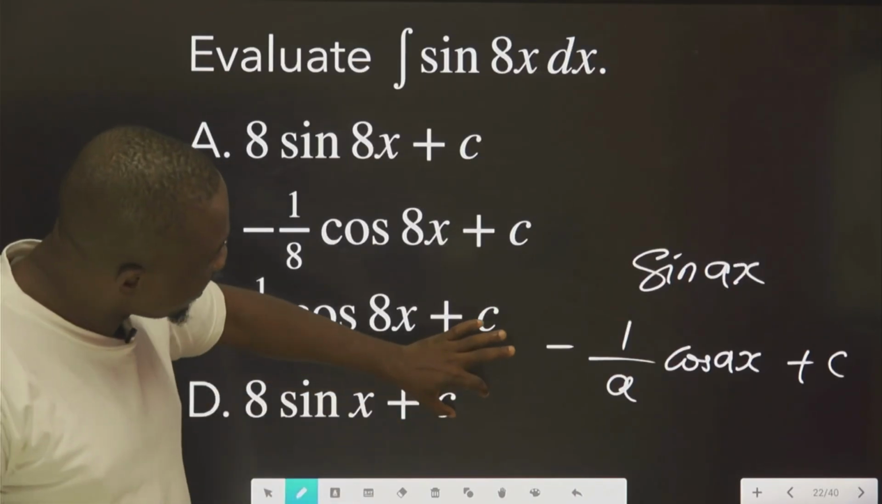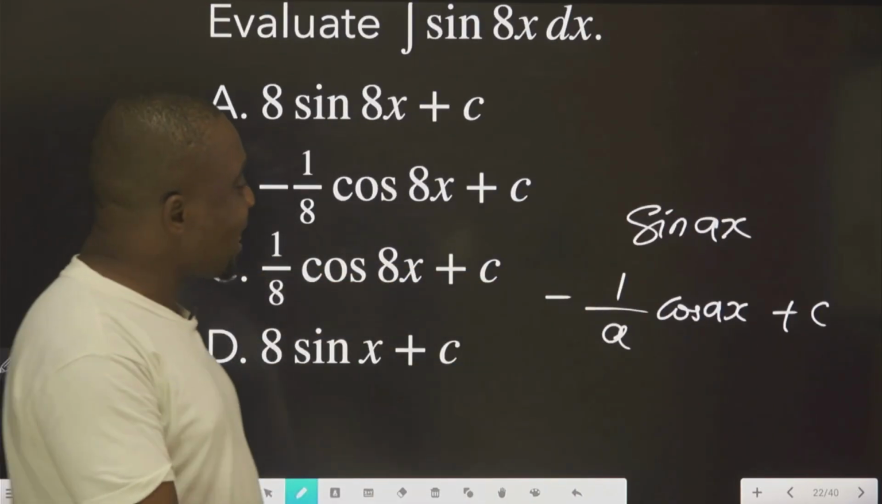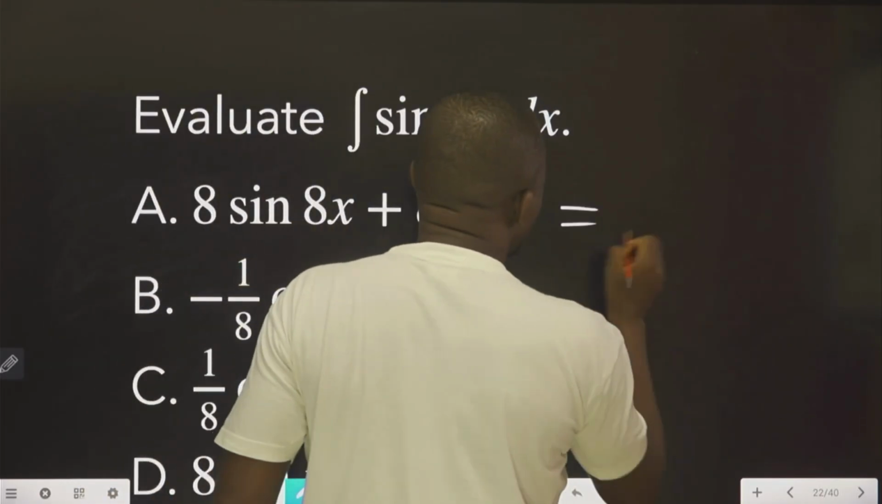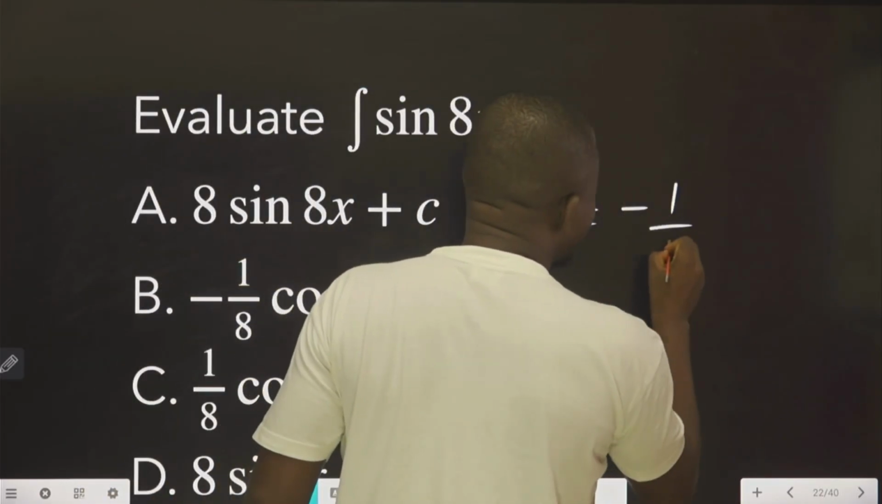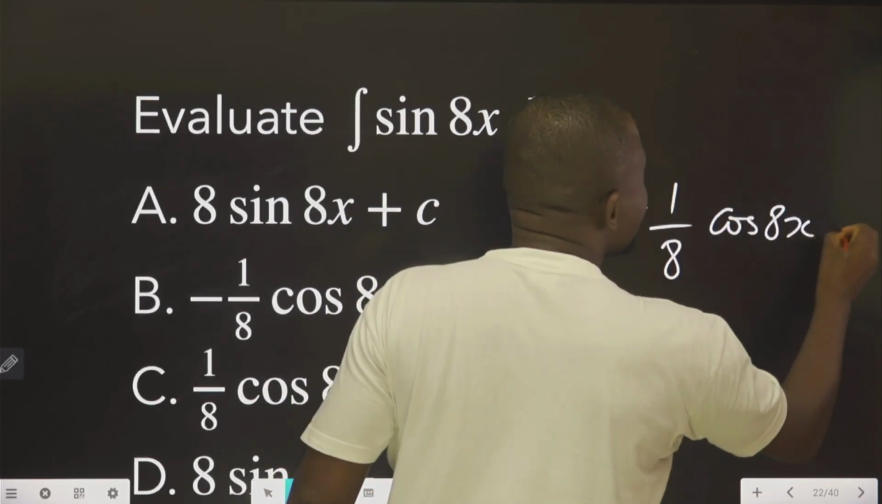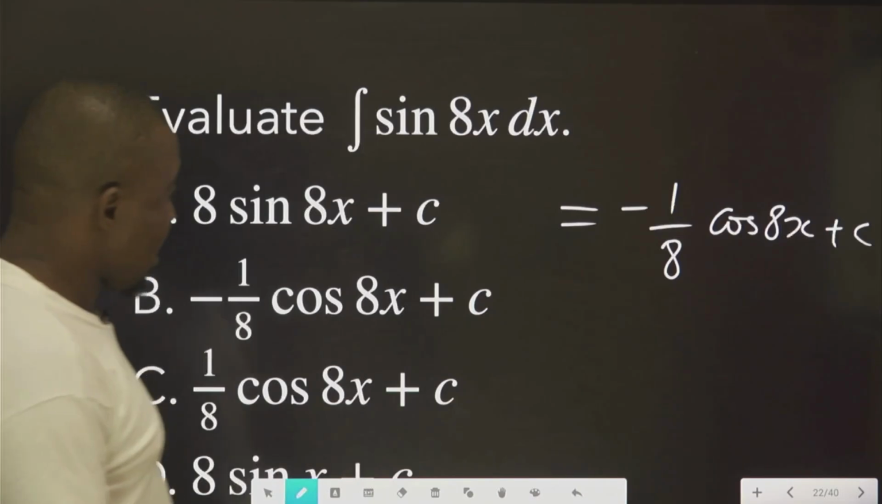This is it. Now, in place of a, we're going to put 8. So therefore, because we have 8 here now, this simply equals to minus 1 over 8 cos 8x. Any of them here?